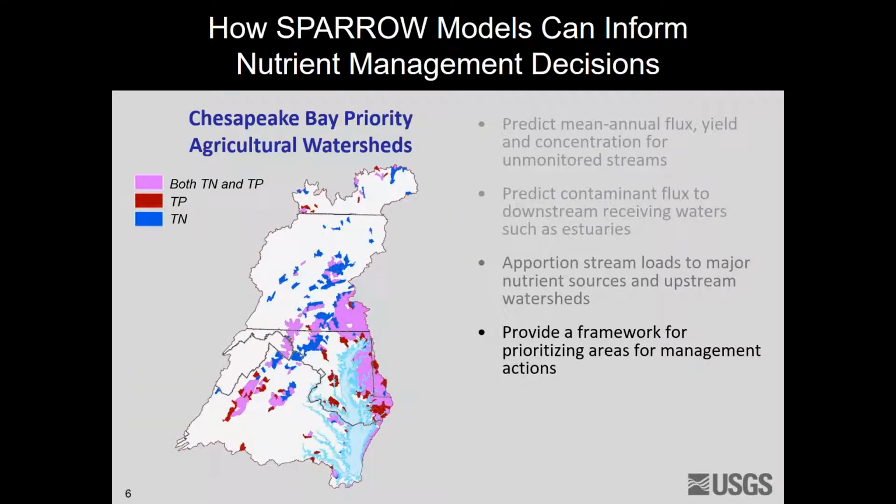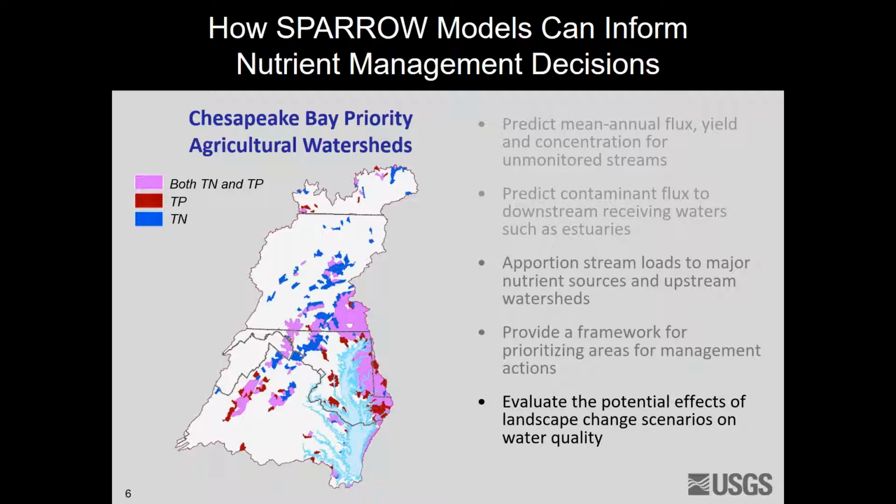The models have been used for targeting purposes. In this particular example, we had agricultural agencies contact us in the Chesapeake Bay watershed. They wanted a basis for allocating resources for implementing management practices, EQIP funds in particular. So we identified those drainages that were contributing the most to Chesapeake Bay for both nitrogen and phosphorus, and then also for both nutrients. And those agricultural agencies used that in their decisions about where to place resources.